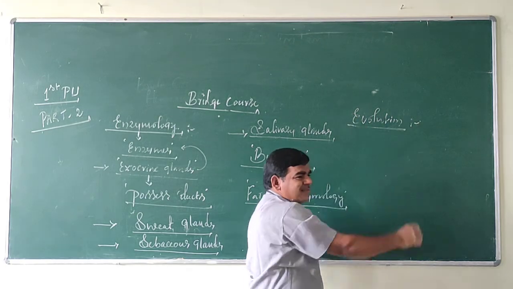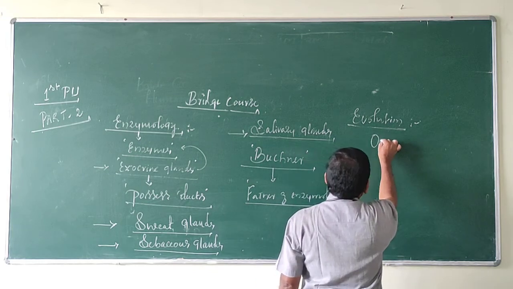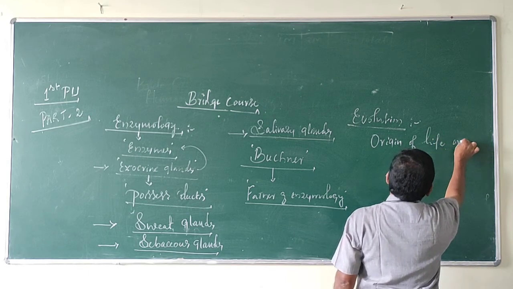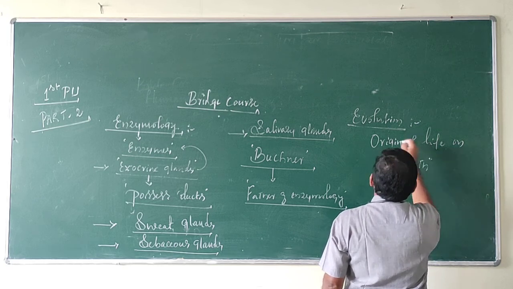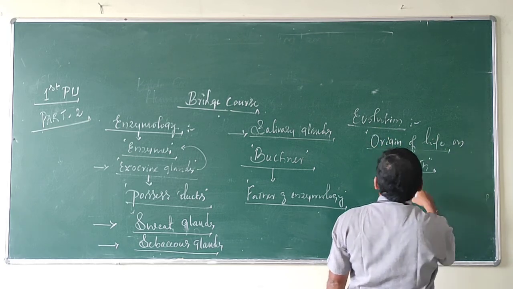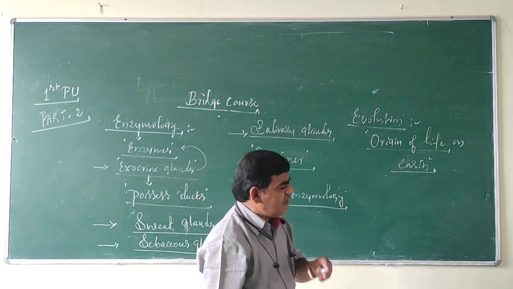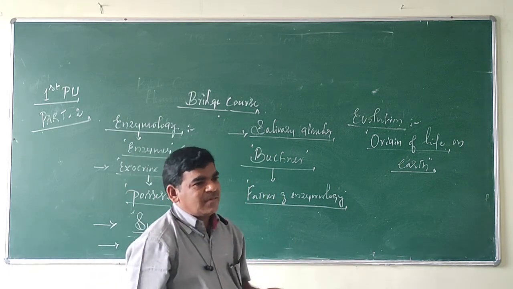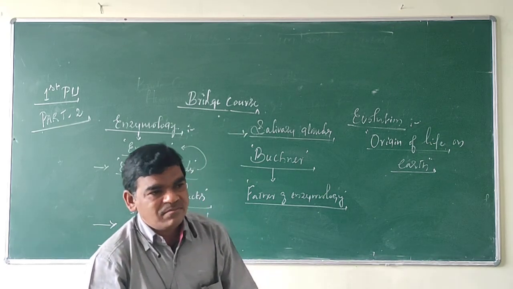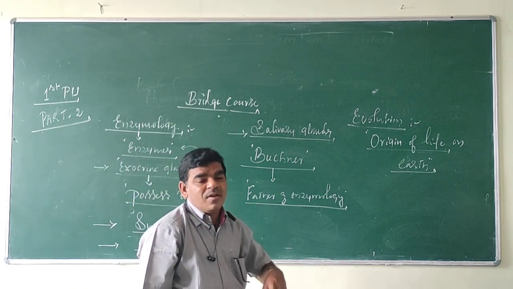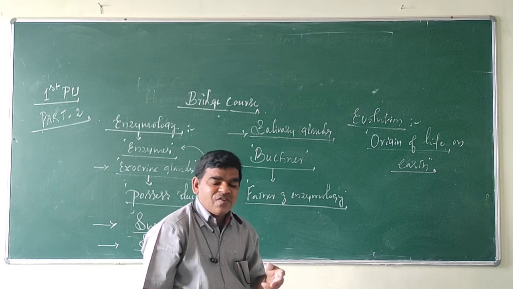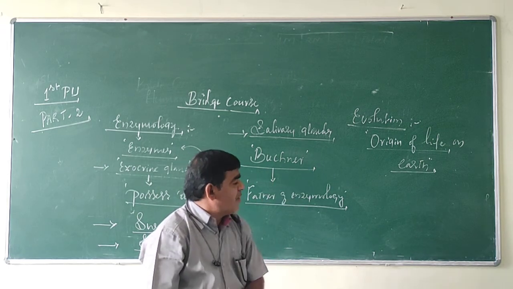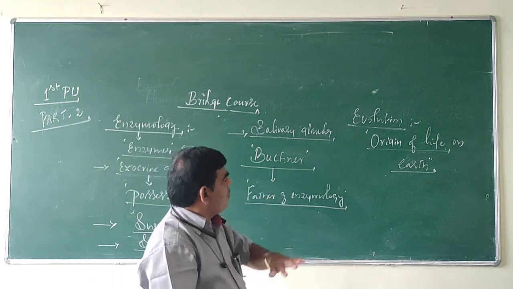Next, evolution. Evolution deals with the systematic study of the origin of life on Earth. How did life originate very first on Earth? Which organisms originated first? How were land, plants, animals, sun, and moon created? The study of all those things is called evolution.